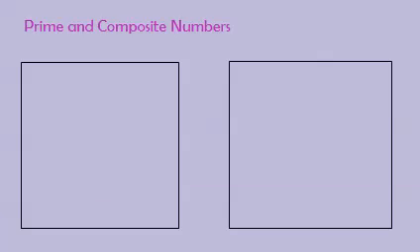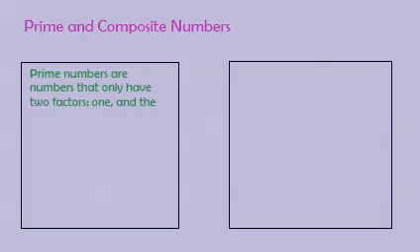That means that we have 2 types of numbers: prime numbers and composite numbers. Prime numbers are numbers that only have two factors, 1 and the number itself. Examples: 3, 5, 7, 11, 31. Those, we call them prime numbers. Prime numbers are numbers that have only 1 and themselves as factors.